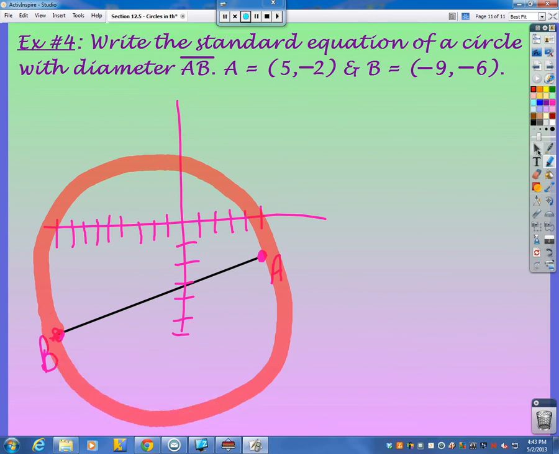Okay, now there's 2 things I need to know about my circle to write the standard equation of it. Number 1, I need to know where is the center of it. And number 2, I need to know what is the radius.